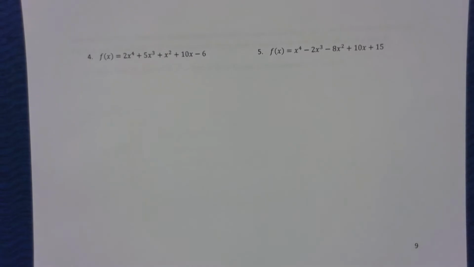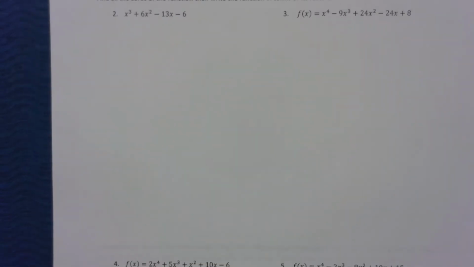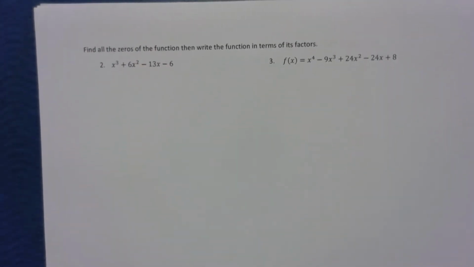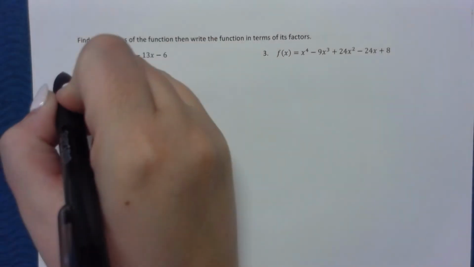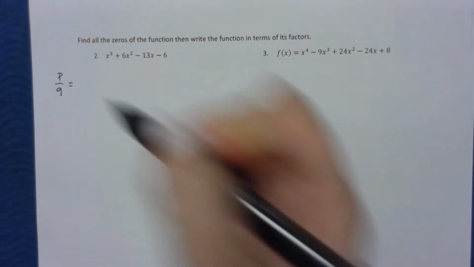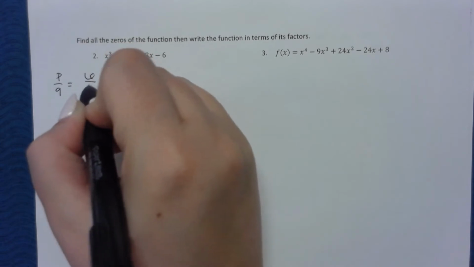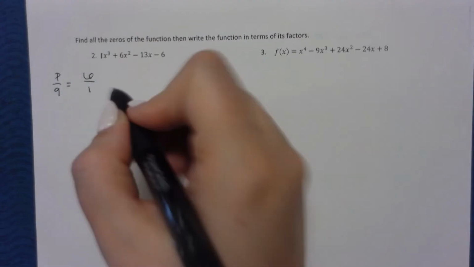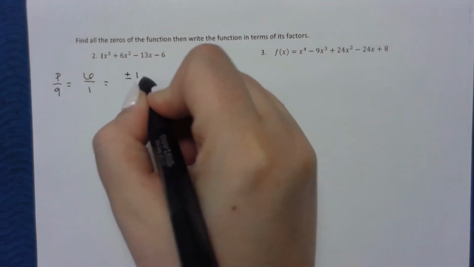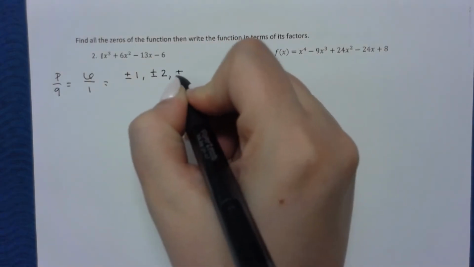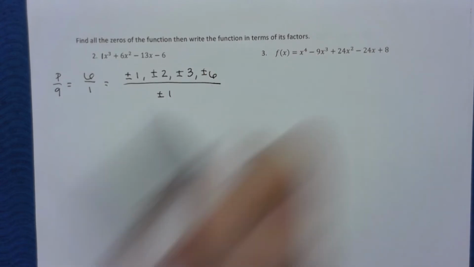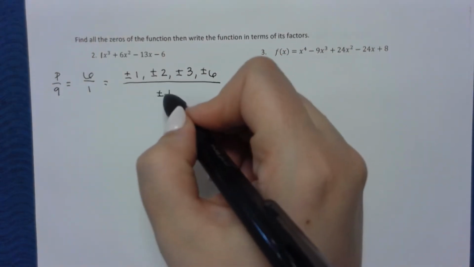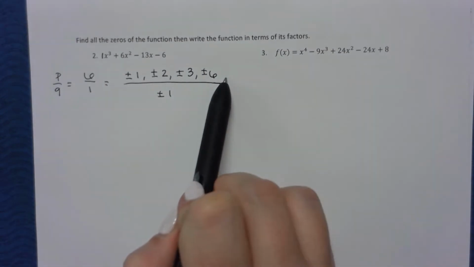So let's look at number 2. In number 2, we have x cubed plus 6x squared minus 13x minus 6. So we're going to start by doing p over q. So that would be 6 over 1. This is a 1 here. So all the possibilities of 6 are 1, 2, 3, and 6. All the possibilities of 1 is just 1. Anything divided by 1 is just itself. So these are all of our possibles.